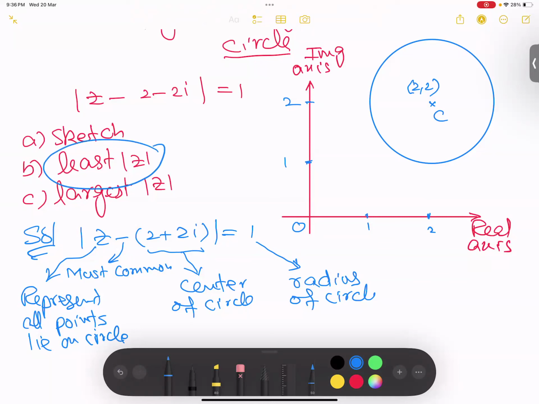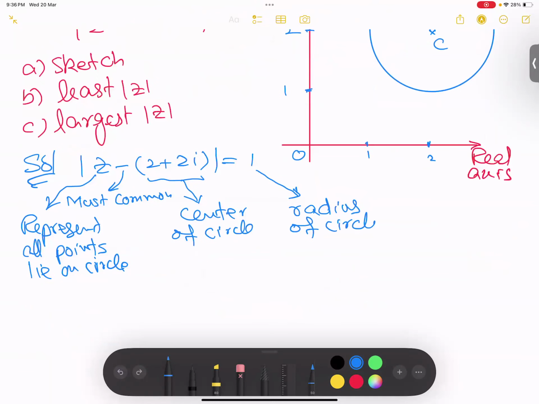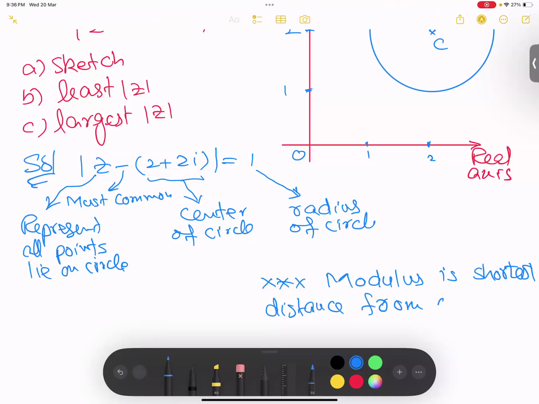Now, number 2, modulus. In the last lecture, I discussed with you the definition of the modulus. I repeat it again. The modulus is the shortest distance from the origin. I repeat my words: the modulus is the shortest distance from the origin.